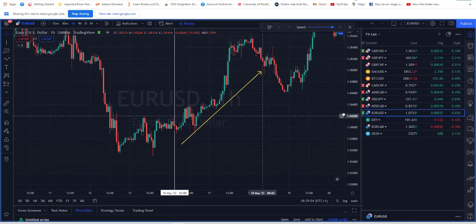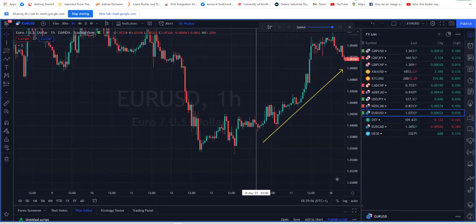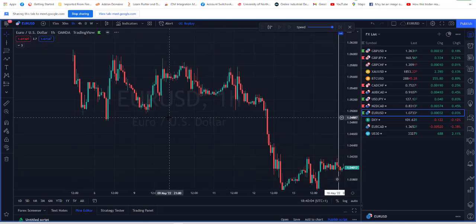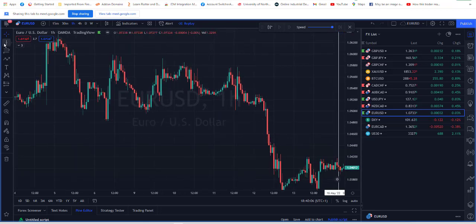Let's go look for 9th. We are looking for 9th. Okay, let's use our vertical line again. This is 8th and look at 9th. This is where 9th began, somewhere around here. Guys, check it out.